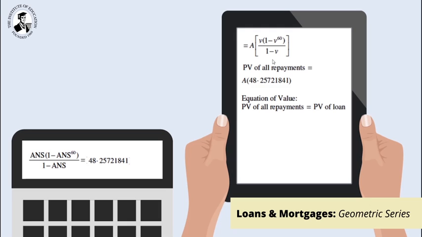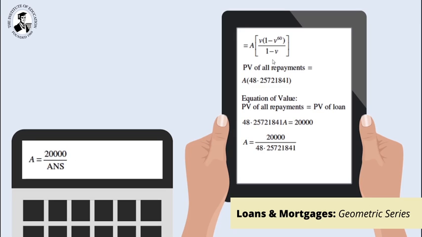The equation of value now states that A times 48.25721841 is equal to 20,000, the present value of the loan. To find A, we divide across by 48.25721841. In practice, as the value 48.25721841 is stored in the answer memory, we can calculate A by dividing 20,000 by answer. On the calculator, the answer is 414.4457691. To the nearest cent, her monthly repayment is €414.45.